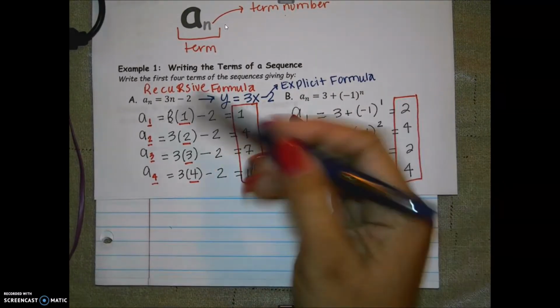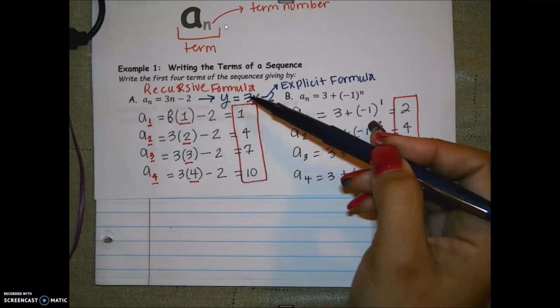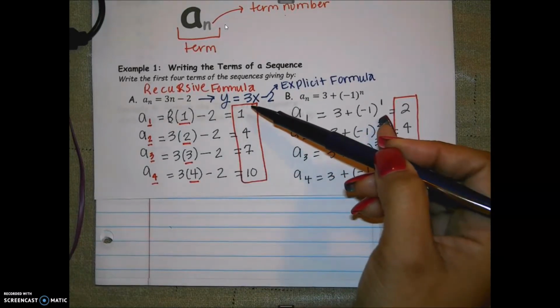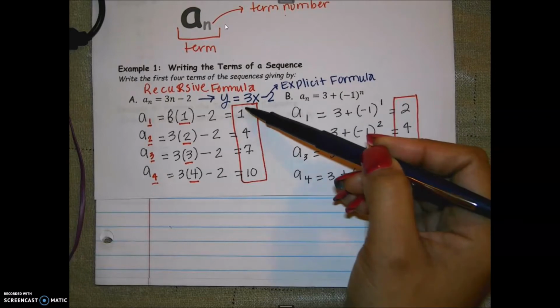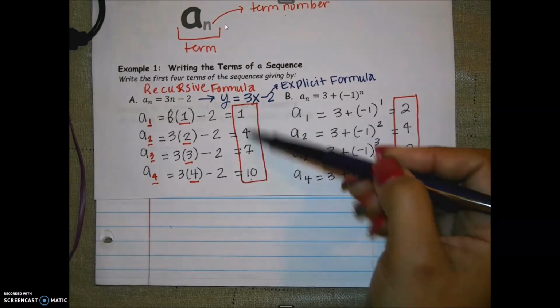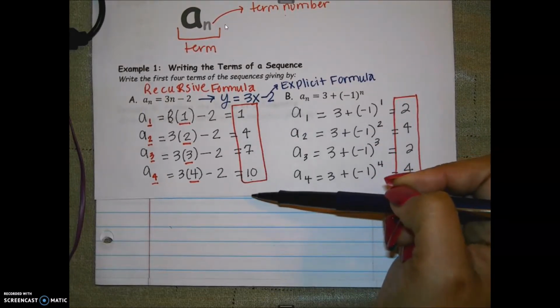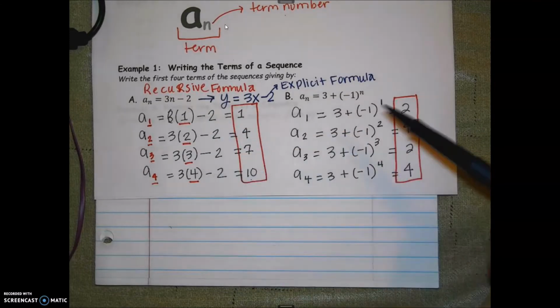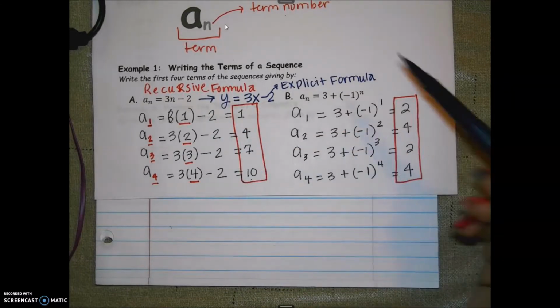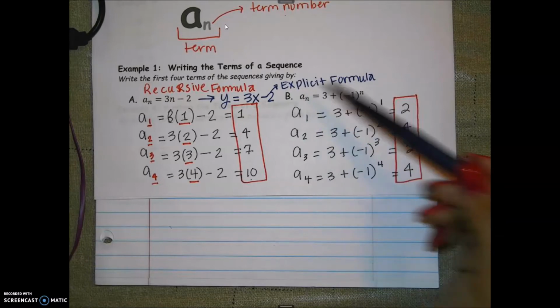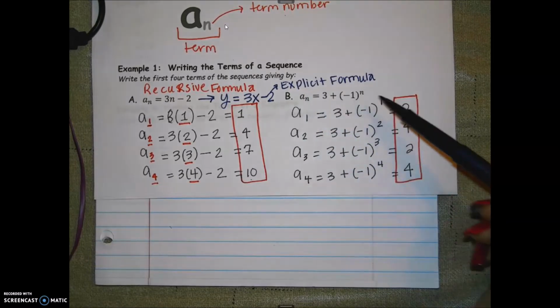The n, in this case, represents your x. 1, 2, 3, and 4 are my x values. And this 1, 4, 7, and 10 are my y values, because that's your output after you go through the process. Same thing on the other side. My y is the a sub n, and n represents x. Okay?